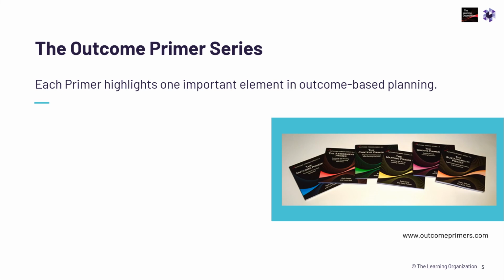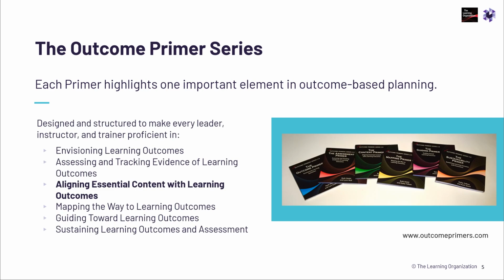I want you to know that the information I'm going to be sharing today comes from an outcomes-based planning and design methodology. It's a system that's documented in the Outcomes Primer series. There are 6 components, and we're looking at one of those, which is aligning essential content with learning outcomes, which is defined in the content primer. This methodology has been around, and we've just celebrated 20 years. It's implemented across the world in community colleges and universities.